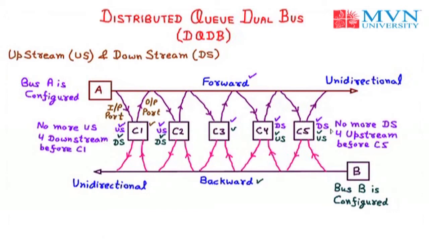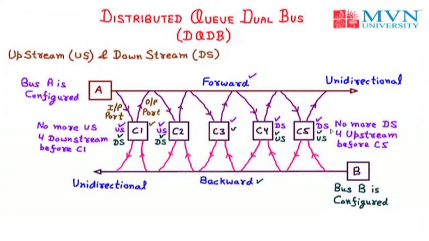Similarly, before C1, computer number 1, we have no more downstream and we have 4 upstream stations, that is C2, C3, C4 and C5. And if we talk about system C5, we have no more upstream with respect to bus B, but we have 4 downstream, that is C1, C2, C3 and C4 with respect to C5. So that is all about upstream and downstream. They vary according to how the bus is configured.